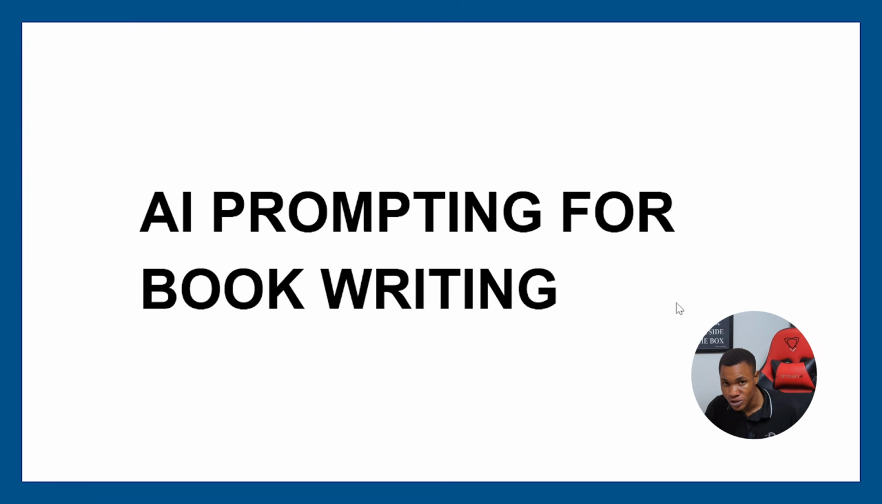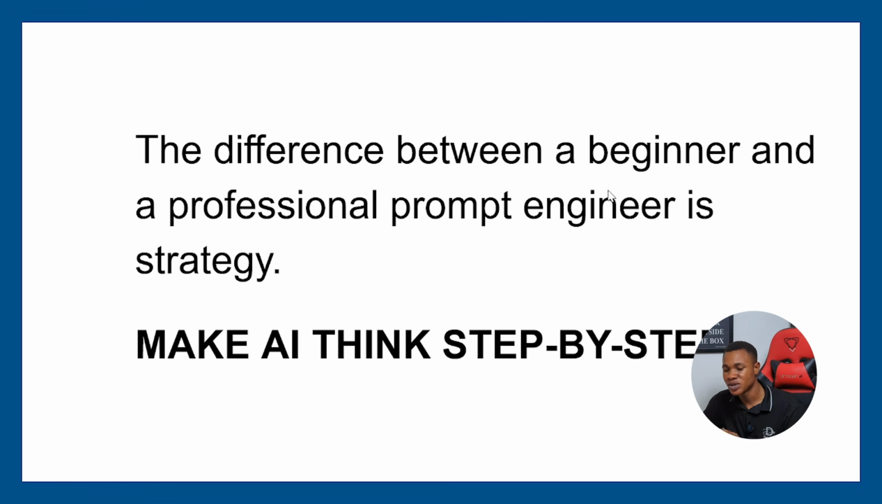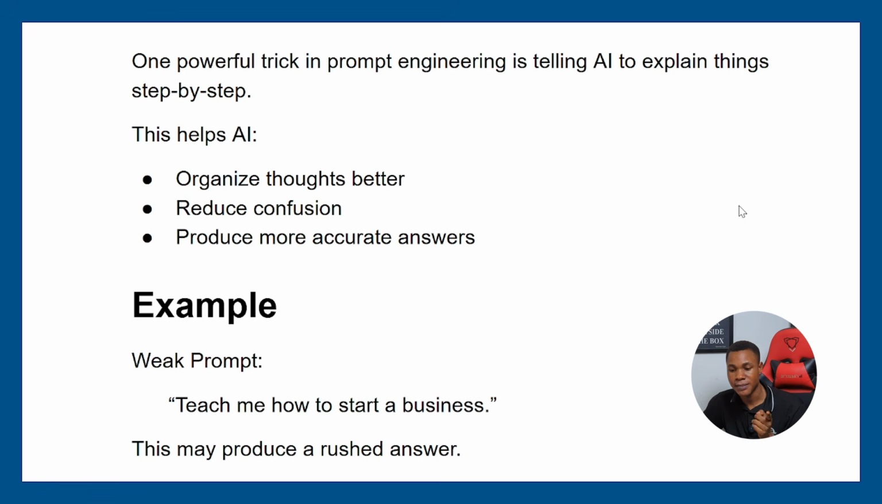Now, let me teach you AI prompting for book writing. AI prompting for book writing. If you want to write a book, or probably you want to write anything that has to do with a table of contents, this is how you should write it. The difference between a beginner and a professional prompt engineer is strategy. Make AI think step by step. One powerful trick in prompt engineering is telling AI to explain things step by step. Is that okay?